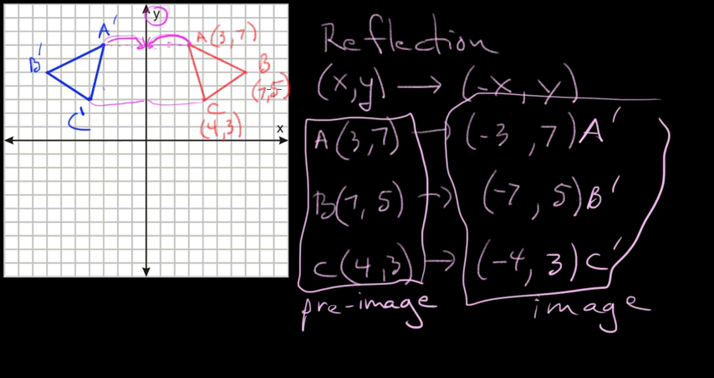And you notice that the y-coordinate is the same, 5, and B prime is negative 7, 5. A prime is negative 3, 7, and this is 3, 7. And C prime is negative 4, 3, and this one C is 4, 3. So that's how you do a reflection. And then finally, we're going to do a rotation.